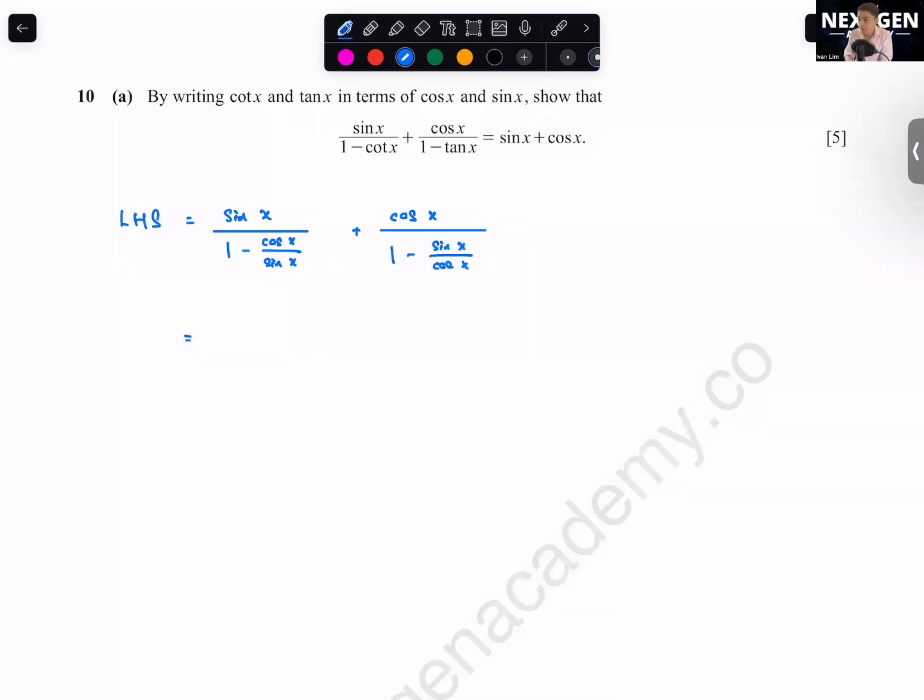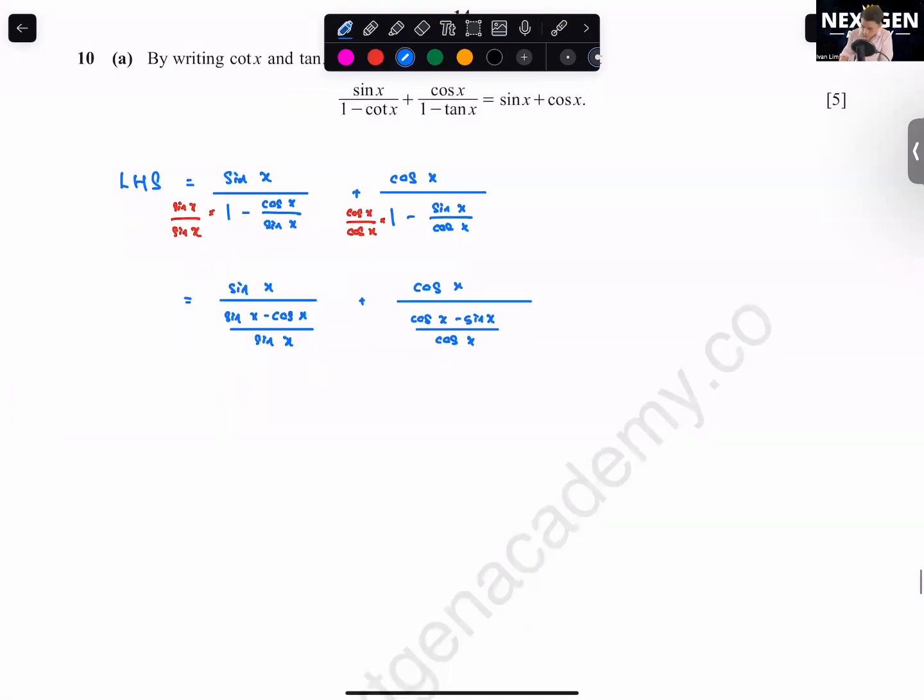Okay, I want to simplify the bottom part. So let's do this into one fraction at the bottom. So sine x minus cos x over sine x plus cos x over cos x minus sine x over cos x. Okay, this one what I did here, multiply by sine x over sine x. This one multiply by cos x over cos x.